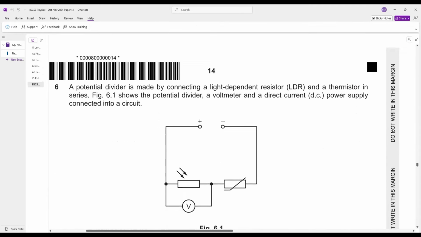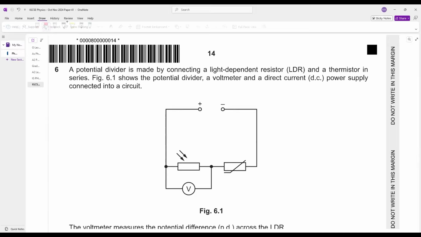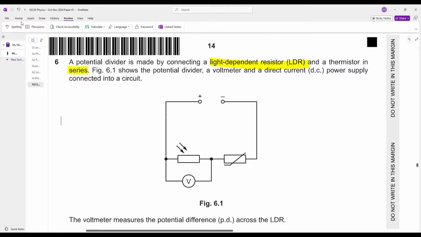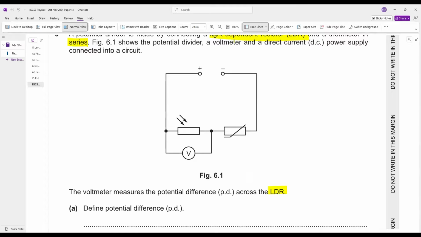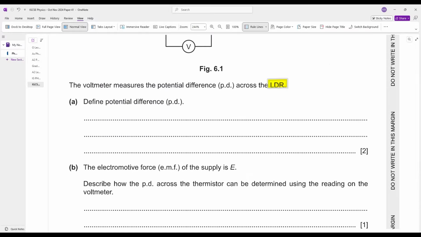Let's move ahead. A potential divider is made by connecting a light dependent resistor and a thermistor in series. Figure 6.1 shows the potential divider, a voltmeter, and a direct current power supply connected into a circuit. Okay. The voltmeter measures the potential difference across the LDR. अच्छा जी. Define potential difference. Potential difference की definition क्या है? क्या किसी को याद है?